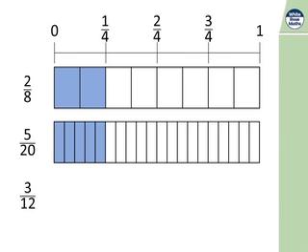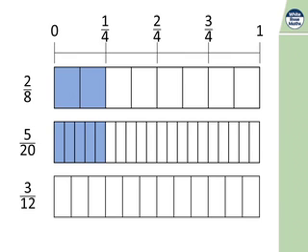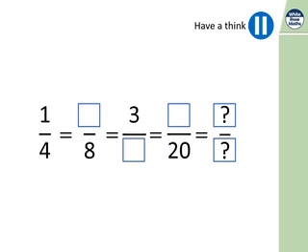We can also see the same relationship in 3/12. 3 out of the 12 equal parts is equivalent to 1 quarter. All of these fractions are equivalent in size. Okay then. So we have some fractions here, and we need to find the missing boxes. Pause the video and have a think for yourself first.